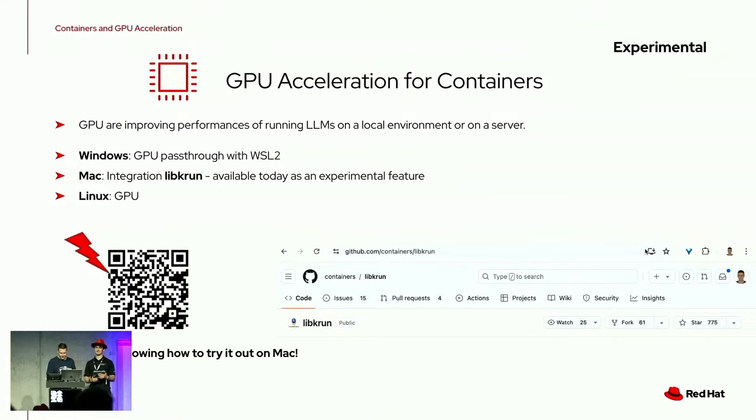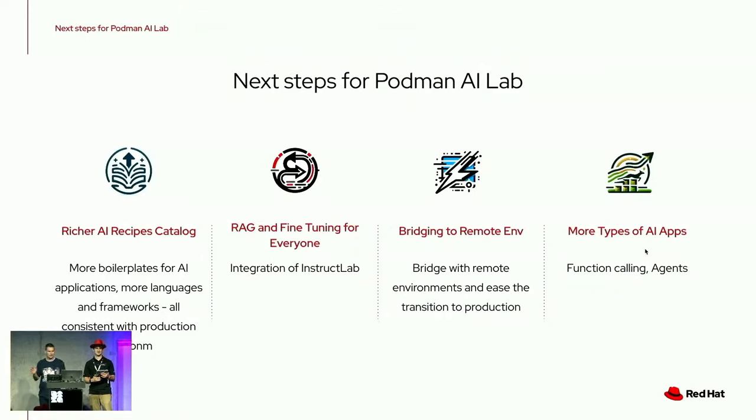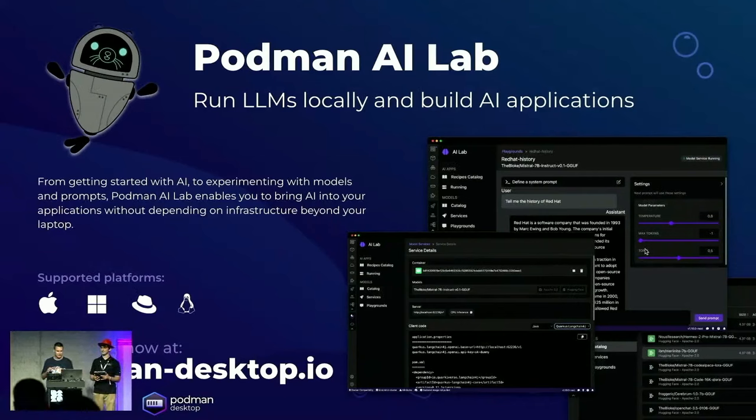So, yeah. Next step for us: a richer AI recipes catalog, more boilerplates for AI applications, more languages, because today we have Python, but we are going to extend it with Java as well. More frameworks and always consistency with the production environment. RAG and fine-tuning are things that we are going to add, and there will be an integration of InstructLab inside of AI Lab. You will learn about it in the next session, I think so, right? And there will be more types of AI apps that you will be able to build directly from AI Lab. Again, it's open source, so we are welcoming contribution. It's free, so there's no lock-in. And it's available from podmandesktop.io.